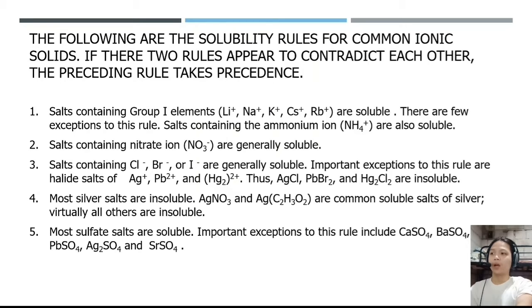Number 5. Most sulfate salts are soluble. Important exceptions to this rule include CaSO4, BaSO4, PbSO4, Ag2SO4, and SrSO4.